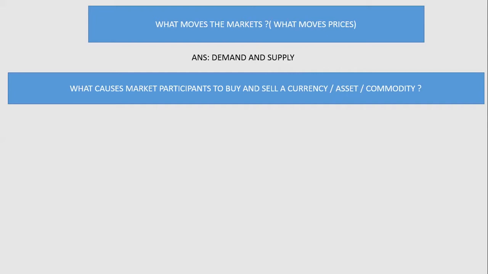That's okay. That's fine. So what causes market participants to buy and sell a currency, asset, or commodity? Remember, we didn't only look at currency, we looked at stocks, commodities, futures and forwards already. There's a particular person somewhere analyzing this, a central bank somewhere analyzing this country's currency at every point in time. Everybody is trying to move their money to where it's good. So what causes market participants to buy and sell this asset at a particular point in time?